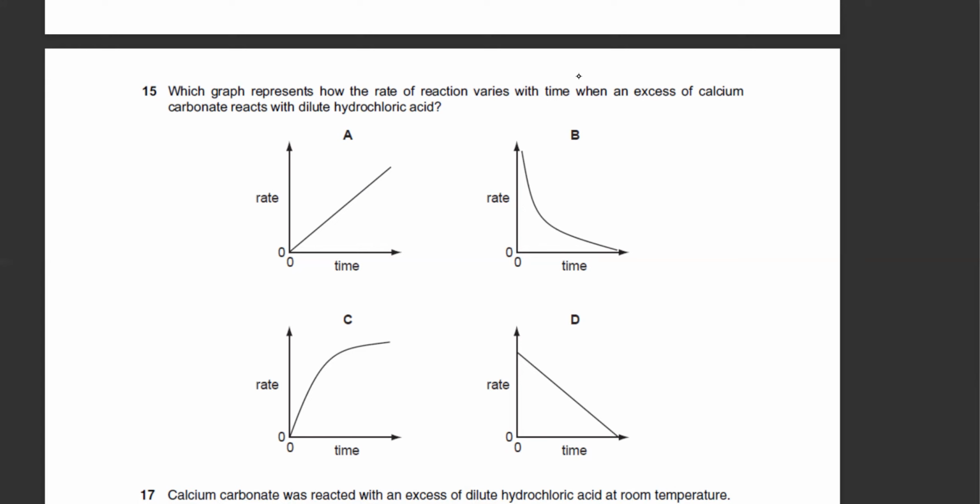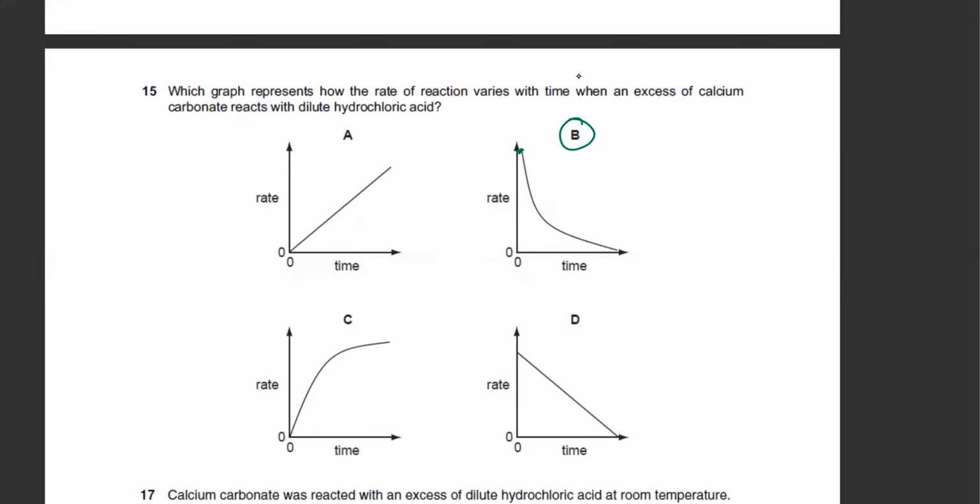So the rate of the reaction is always faster right at the beginning. What does that mean in reactions? Reactions are very fast at the beginning, and then they start to slow down. Okay, so the graph is probably going to look like this. They're going to be fast at the beginning, and then the reaction starts slowing down.